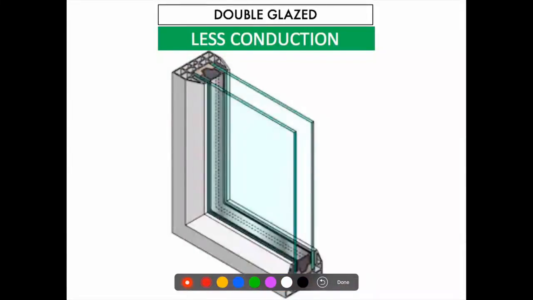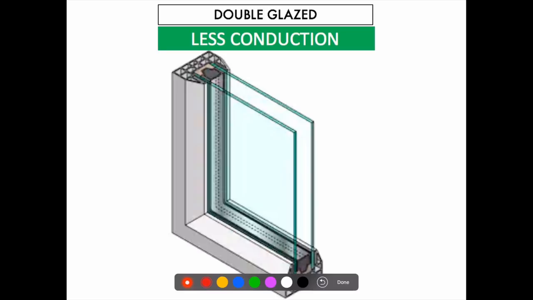Okay, double glazed windows. So you have one window pane. Remember, this is a solid. And then you have another window pane, and between them there's an airspace. So very similar to the two walls with air in the middle. Now this again helps to reduce conduction because you have two windows instead of having one solid.